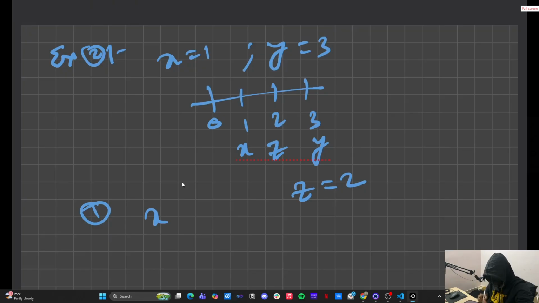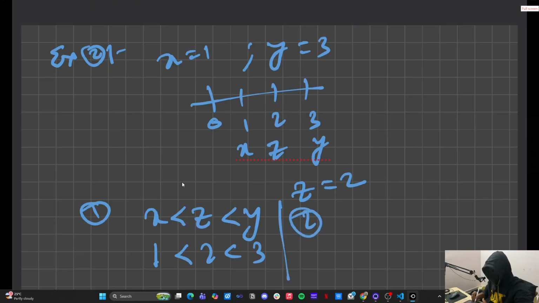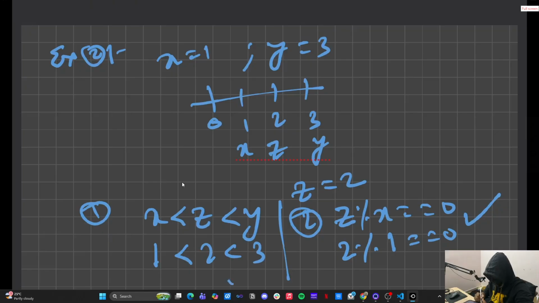The first condition is x should be less than z and z should be less than y. What is x? X is 1, z is 2, y is 3. So this condition is holding good. Let's try to see the second condition. The second condition said z modulo x has to be 0. What is z? Z is 2. What is x? X is 1. So 1 divides 2, right? So this condition is also holding good.